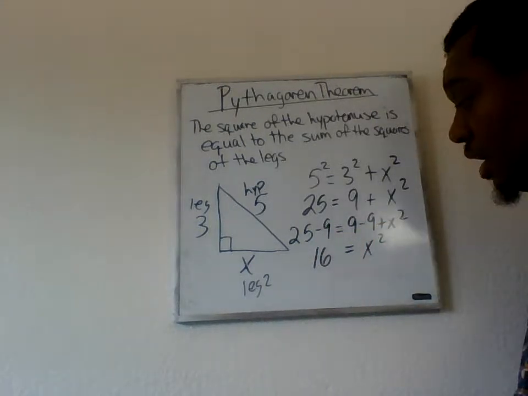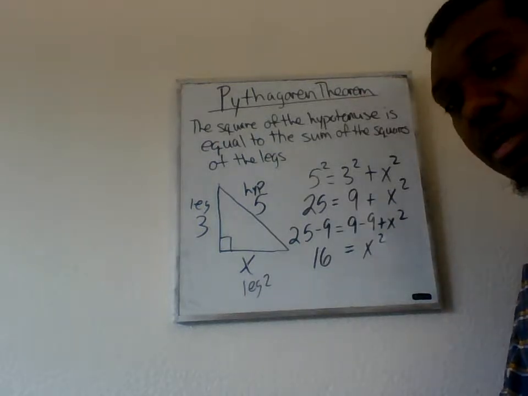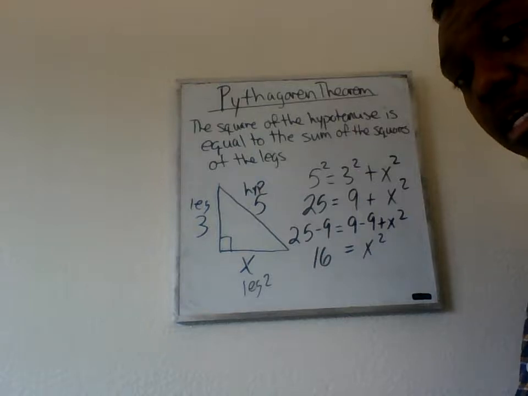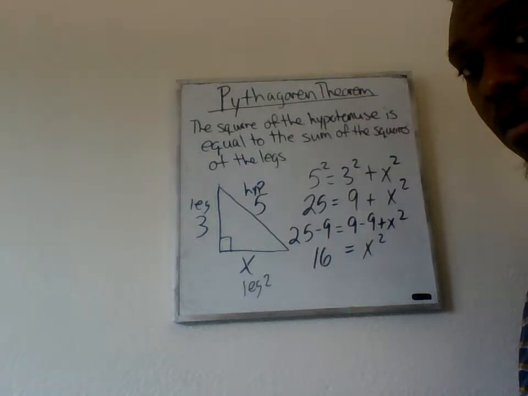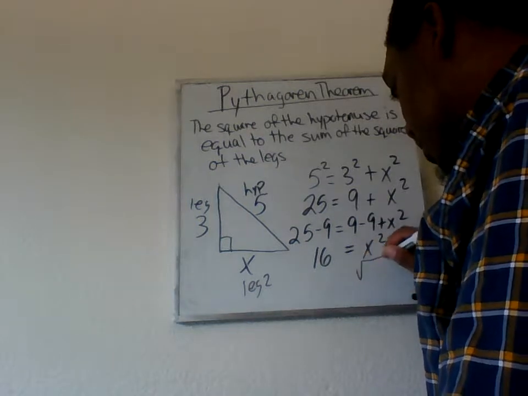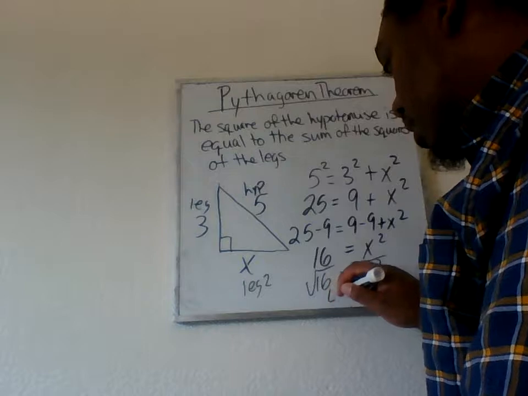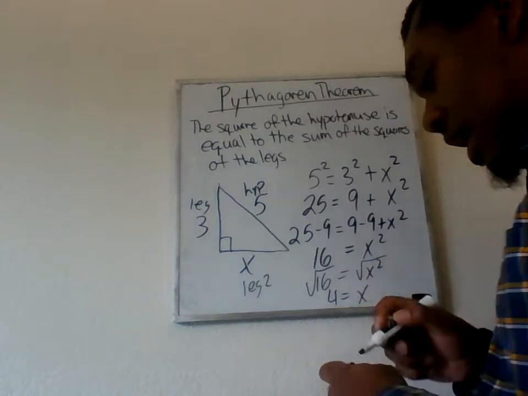Okay, well, good. How do we solve for x at that point? Well, if we know that 16 equals x squared, I can get rid of the square by taking the square root or raising it to the 1/2 power, whichever you're most comfortable with. So if I take the square root of both sides, we end up with 4 equals x.